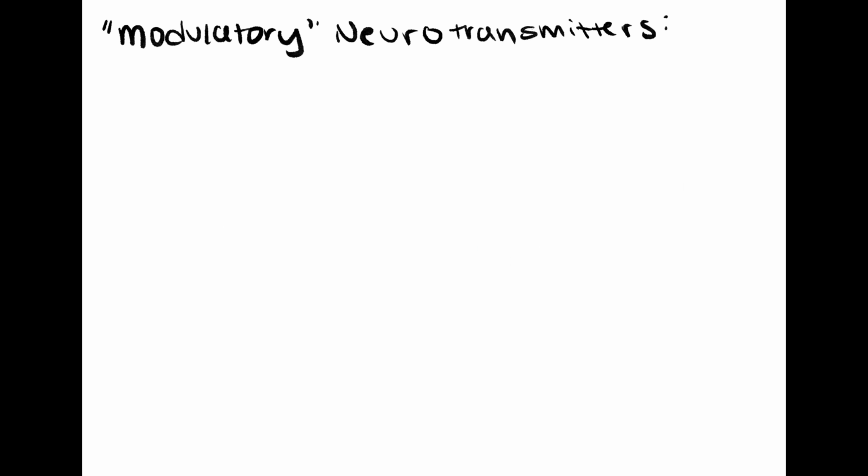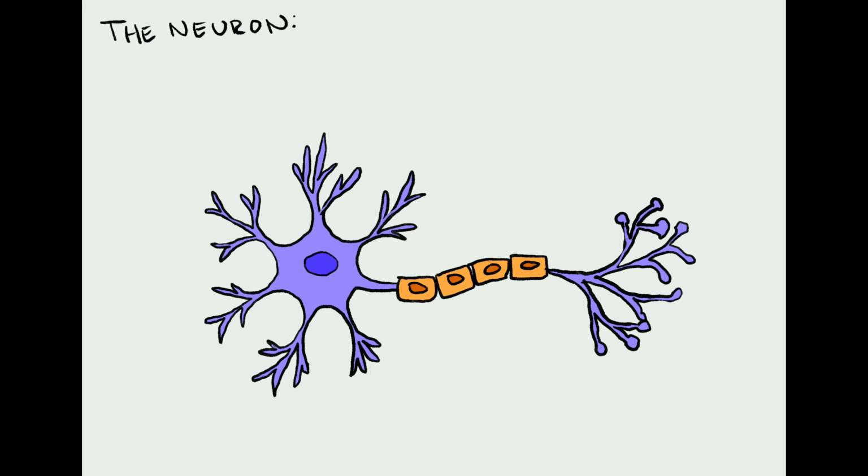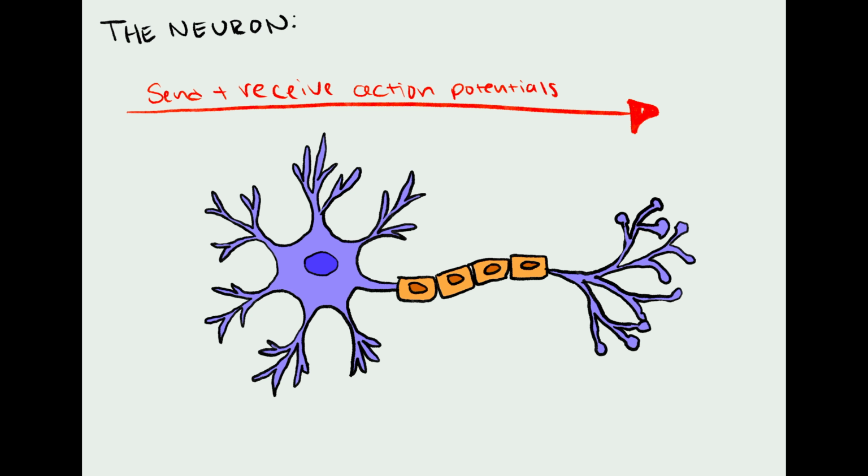The third category of neurotransmitters is the modulatory neurotransmitters. This includes neurotransmitters such as histamine, dopamine, acetylcholine, and serotonin. To recap, the brain is made up of nerve cells called neurons that are responsible for sending and receiving signals, also known as action potentials, throughout the brain.